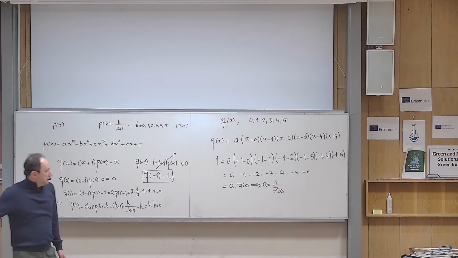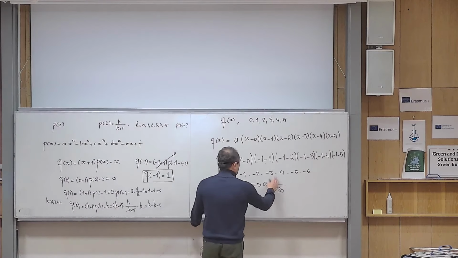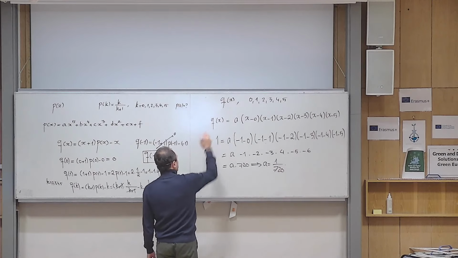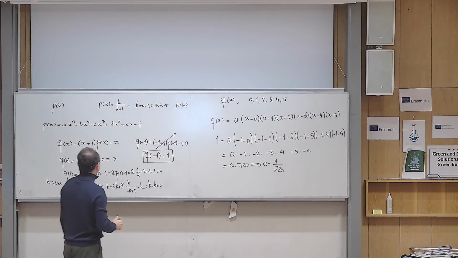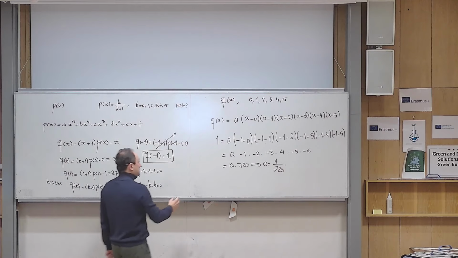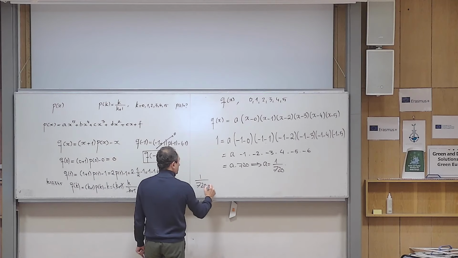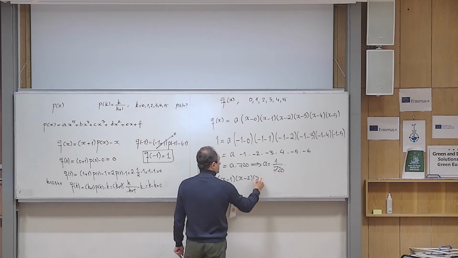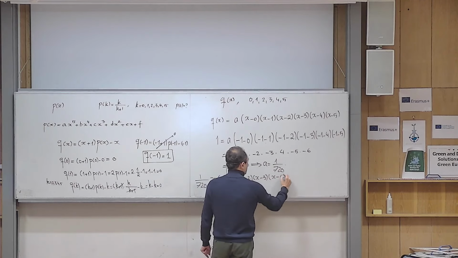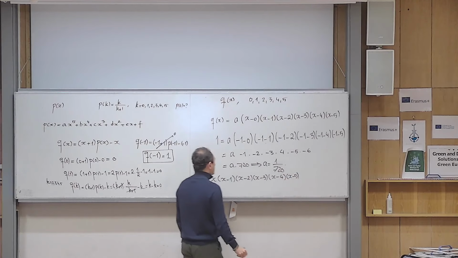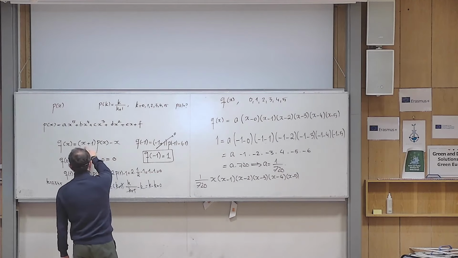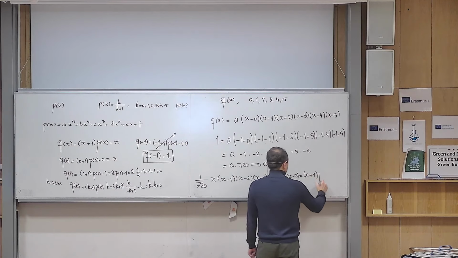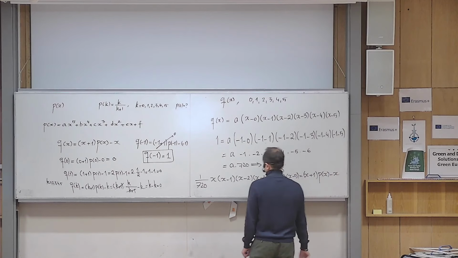Now that we have a to be 1 over 720, I put it back here. So I will have my q of x. So q of x is 1 over 720 times x minus 1 times x minus 2, x minus 3, x minus 4, and x minus 5. So this is my q of x. It is supposed to be equal to x plus 1 multiplied by p of x and then minus x.